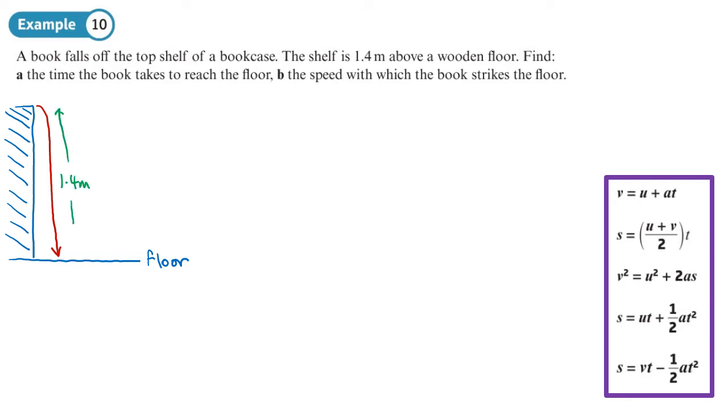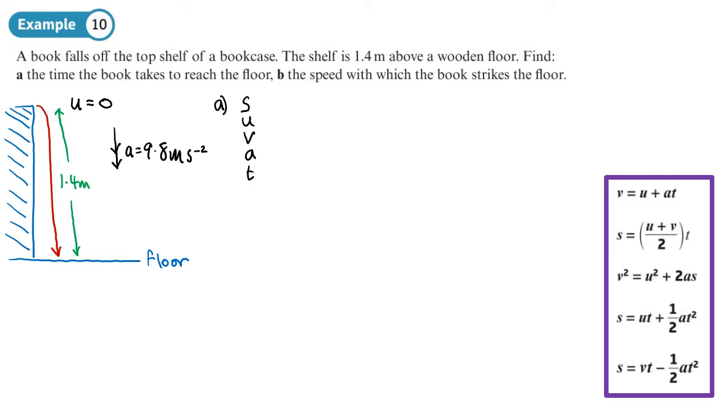Since it drops, it's not been thrown down, that will mean that the initial velocity u is 0. It actually starts from rest. And the other thing that we have, it's always going to be here with gravity, is acceleration going down, and that is 9.8 meters per second squared. And what we need to do in part A is to find the time it takes to reach the floor.